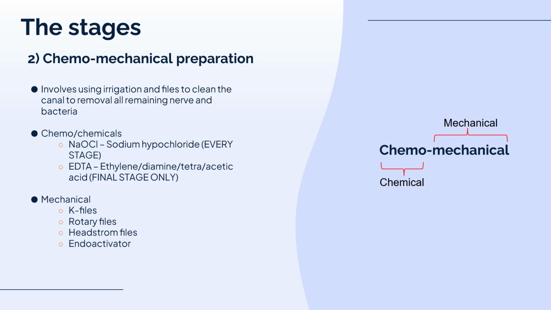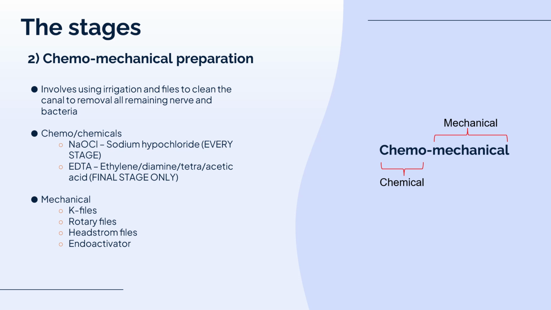Again, every dentist refers to it differently. So stage 2 involves using irrigation and files to clean the canals to remove all remaining nerve and bacteria. Okay, so step 1, we've got in there, we've rinsed it out, taken away some of the nerve, we killed it. Step 2 is we want to make sure we do a thorough clean. We want to get rid of all the bacteria.